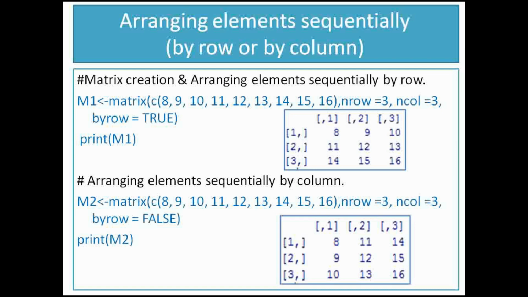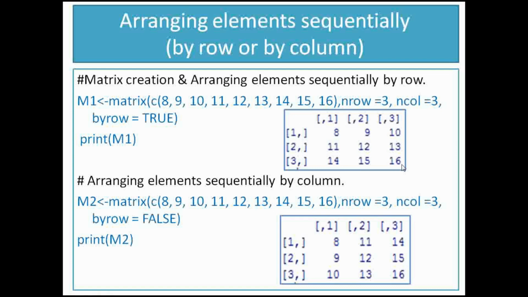See in this particular figure that the elements are arranged by row. That means 8, 9, 10 completes a row. Then the next element 11 starts another row, 11, 12, 13. Then the next element starts another row, 14, 15, 16.